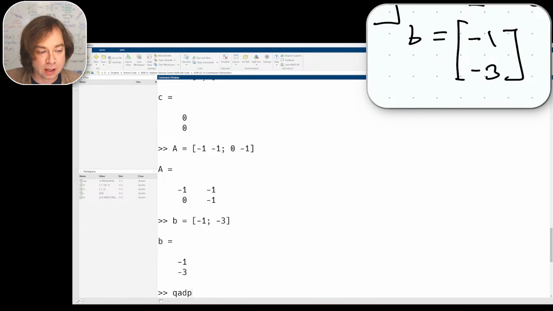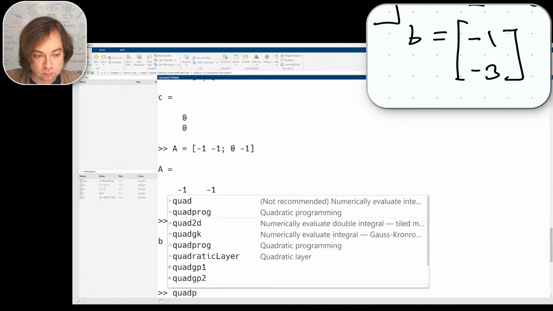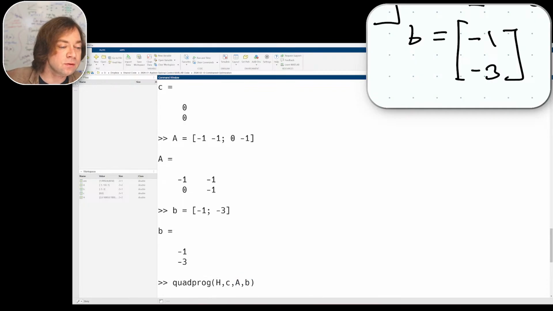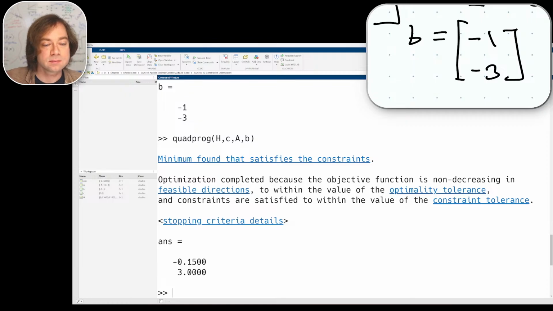So if we say quadprog, it gives you hints. You can give it the H. What we call C, they call F. The A matrix and the B vector. Does it solve? Indeed. Minimum found that satisfies the constraints. That's good. The algorithm is telling you, hey, yeah, I found a minimum solution. Pretty cool, right? And there it is. There's the answer. The answer here is the first decision variable should be -0.15. The second decision variable should be 3.